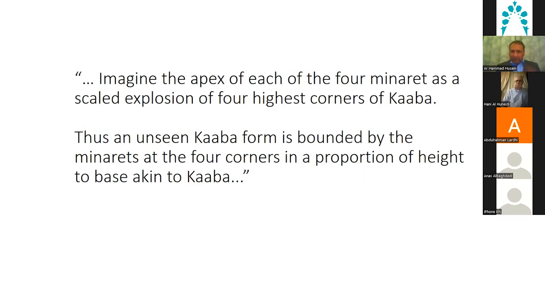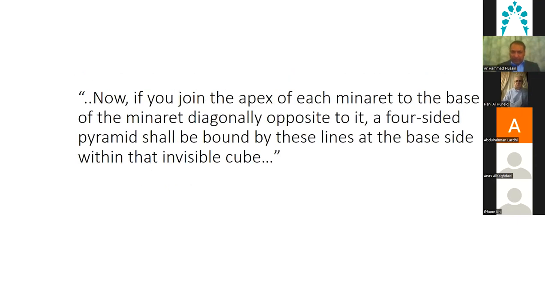He says, now if you join the apex of each minaret to the base of the minaret diagonally opposite, a 4-sided pyramid shall be bound by these lines at the base within that invisible cube.